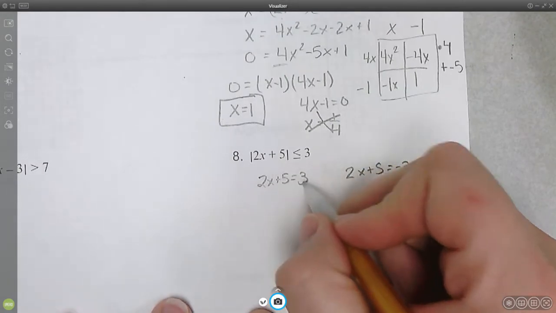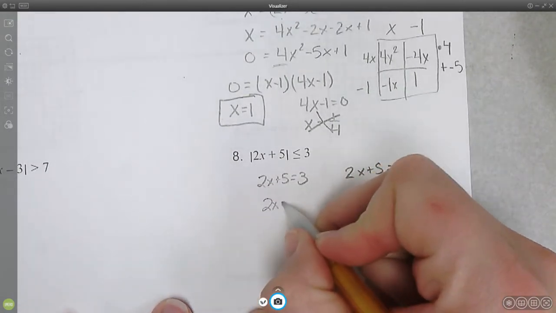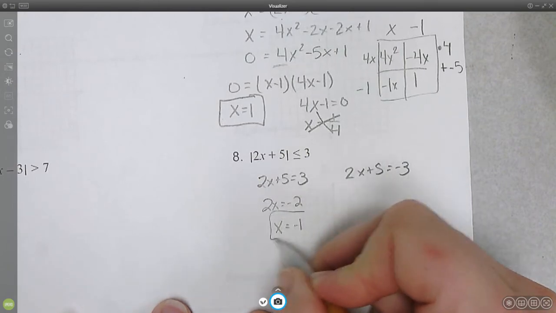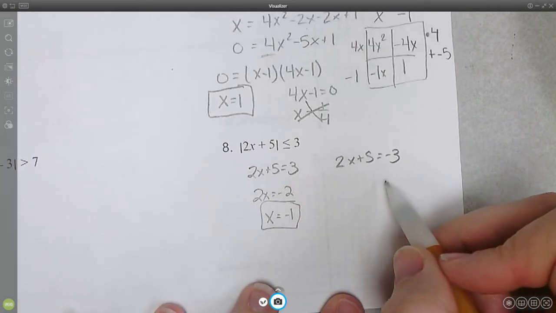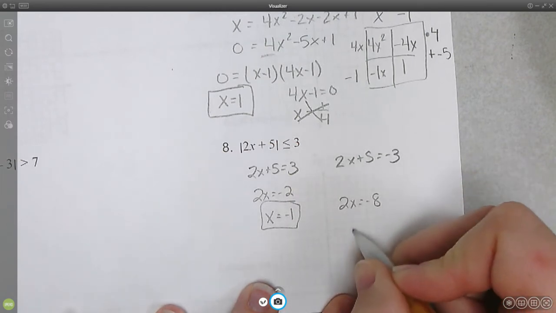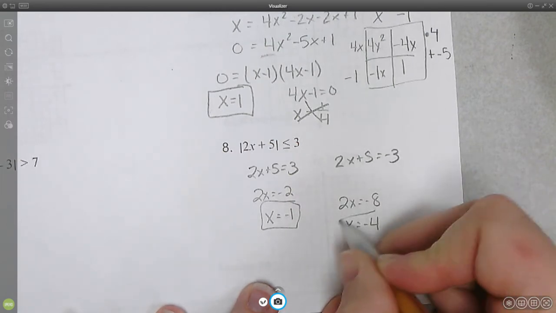So to solve for x, you subtract 5 from both sides. We get 2x equals -2. Divide by 2, you get x equals -1. And then here you do the same thing. Subtract 5, so you have 2x equals -8. Divide by 2, you get x equals -4.